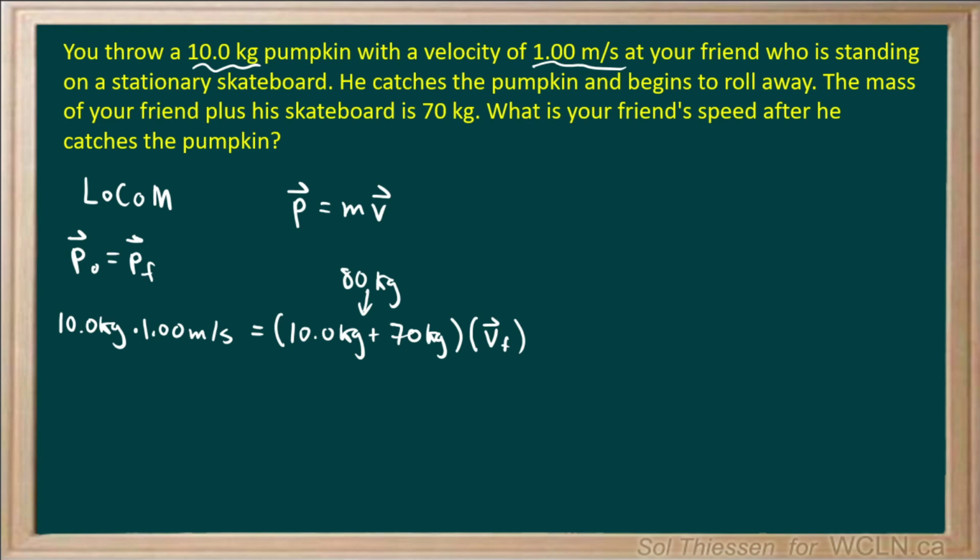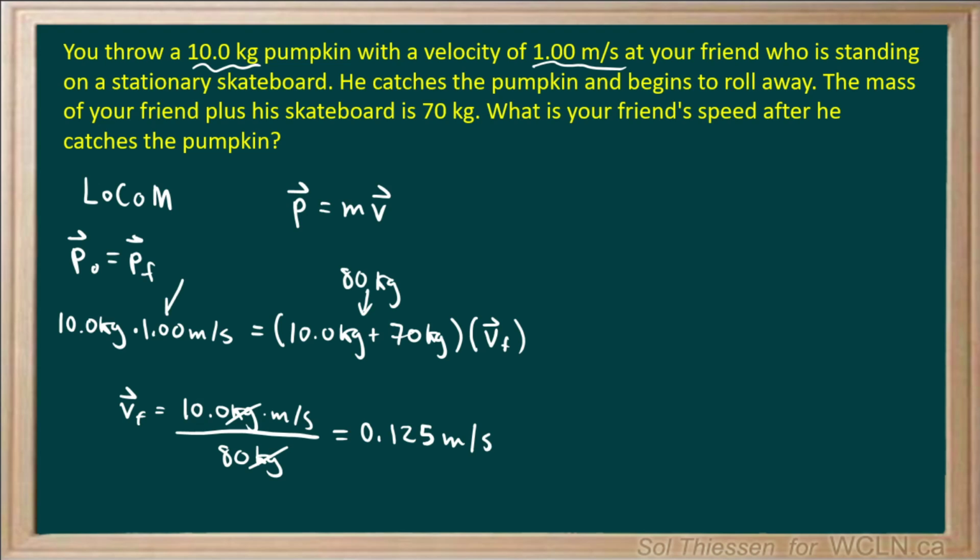80 kilograms, we end up with final velocity equals 10 kilograms times 1 meter per second, which is 10 kilogram meters per second, divided by 80 kilograms. Kilogram units cancel. We have 10 over 80, which gives us 0.125 meters per second.